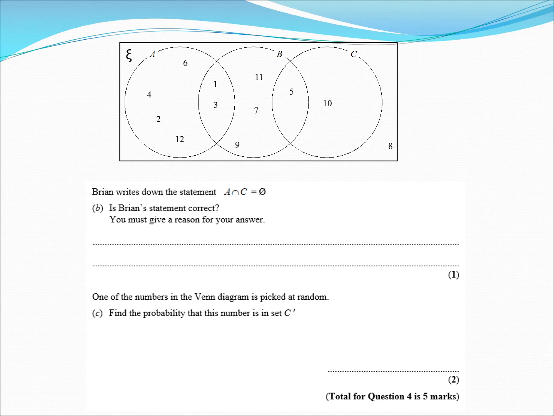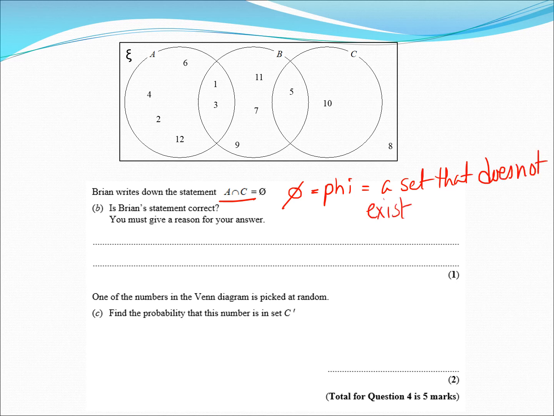Brian writes the statement A intersection C equals this symbol. Intersection means the common part between A and C, and this is called an empty set. This symbol is known as phi, which means a set that does not exist. So Brian is saying A intersection C is an empty set.